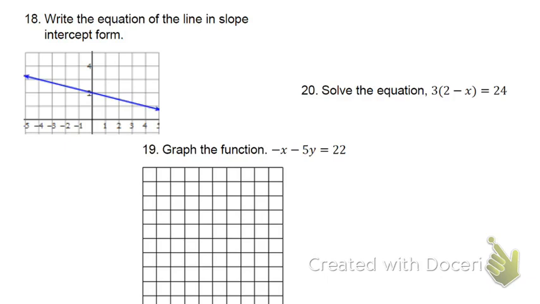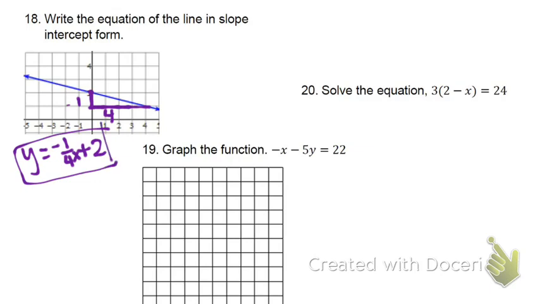Alright, good afternoon. So on number 18 on your warm-up, in order to write the equation, the first thing we have to do is find our slope. So we go down 1 and then over 1, 2, 3, 4. So the slope is negative 1/4. So y equals negative 1/4 x plus 2. So that would be the correct equation for number 18 on your warm-up.